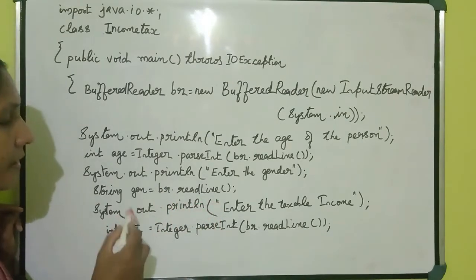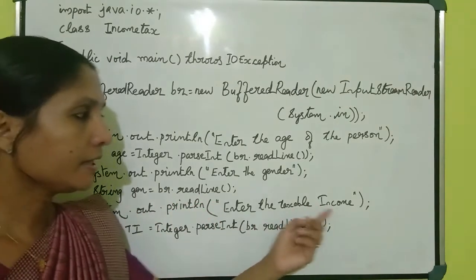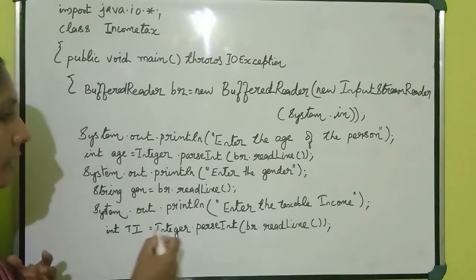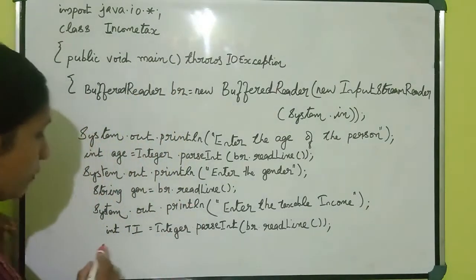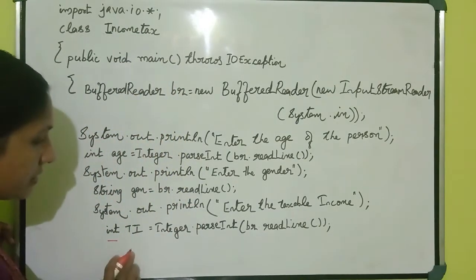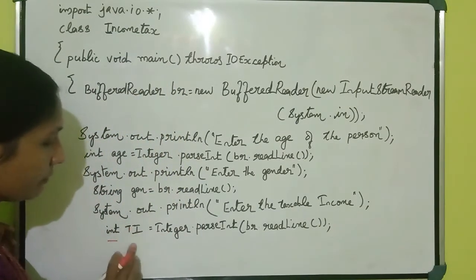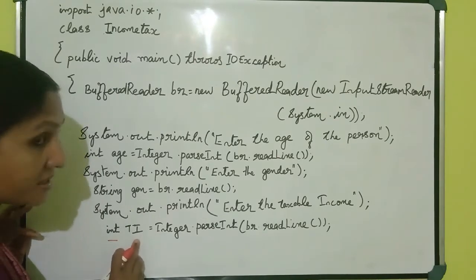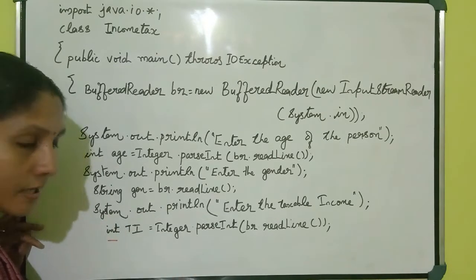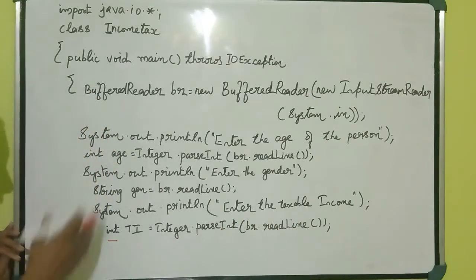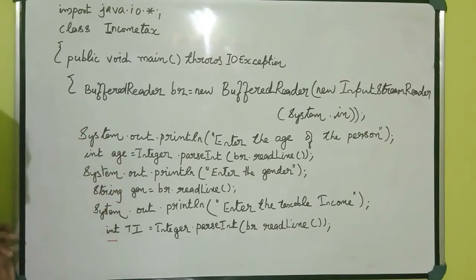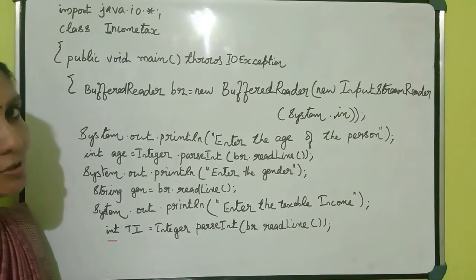br.readline. Okay. Then what's the next input variable? Taxable income. Enter the taxable income. This is also an integer variable. Then using the int data type we can enter this one, TI. In the question they mentioned the taxable income as TI. Then I gave the same name, TI, Integer.parseInt of br.readLine. These are the three input variables we have to read for this question.